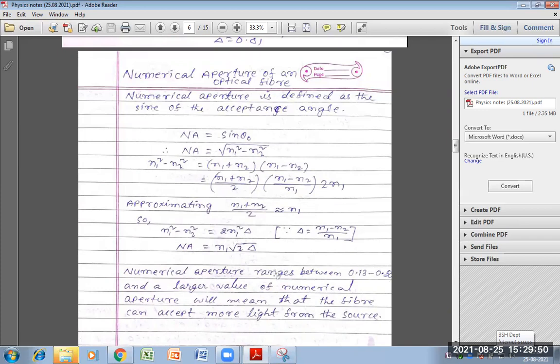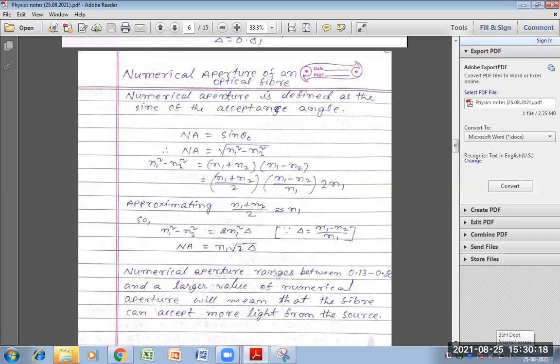Numerical aperture ranges between 0.13 to 0.50, and if the value of numerical aperture is higher, it means that the fiber can accept more light from the source.